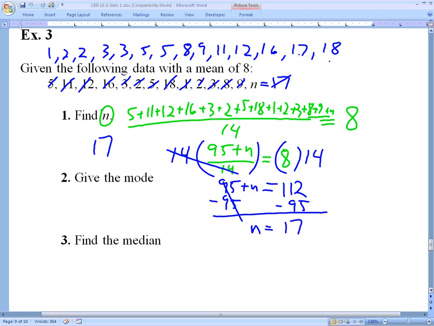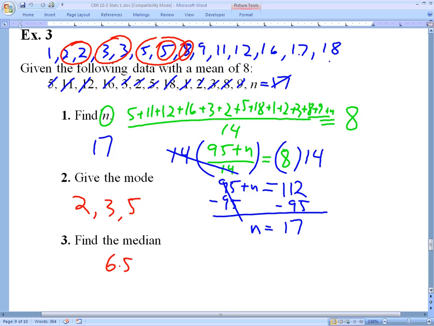Now we look for ones that repeat. I see that the 2s repeated, the 3s repeated, the 5s repeated, no other numbers repeated, and they all repeated exactly 2 times. So we have 3 modes, 2, 3, and 5. The median, I have 14 digits. And so it would be between the 7th and the 8th one. 1, 2, 3, 4, 5, 6, 7. So in between 5 and 8. If I add those together and divide by 2, I'm left with 6.5.